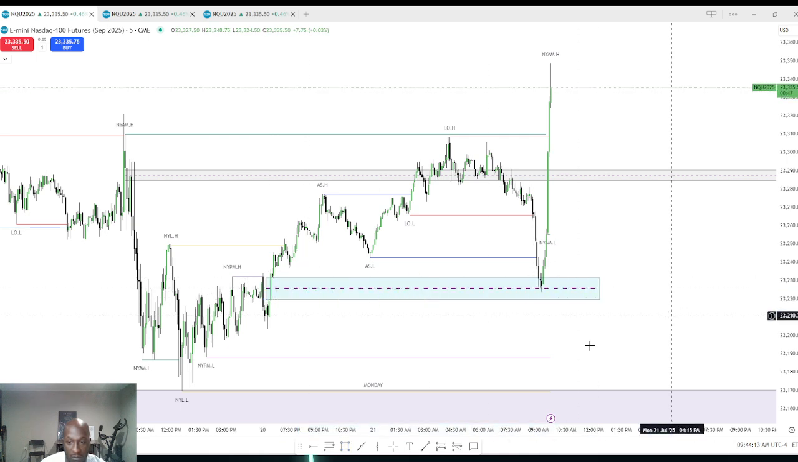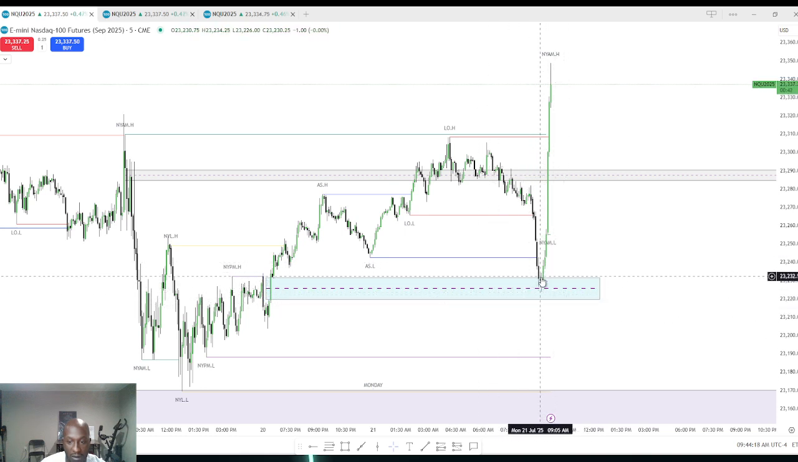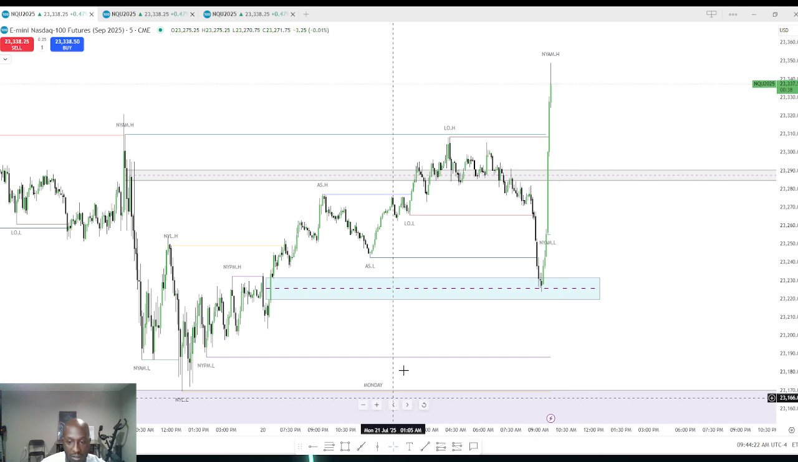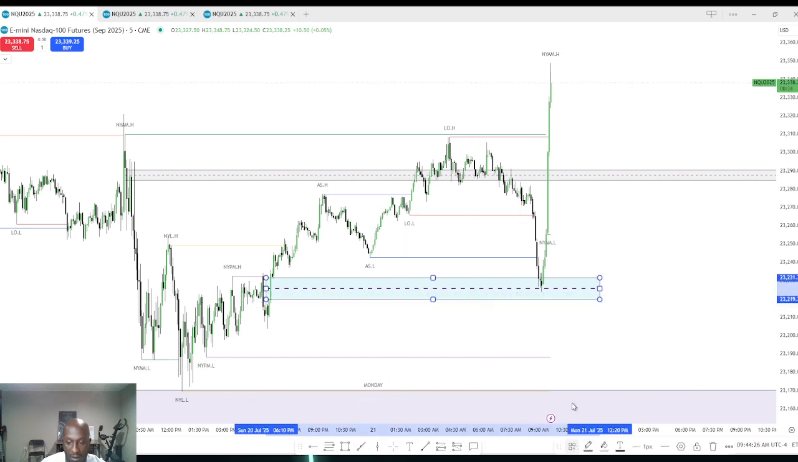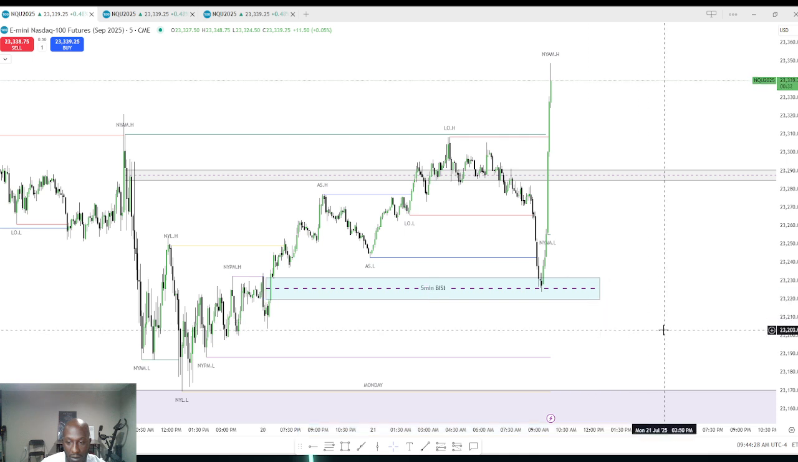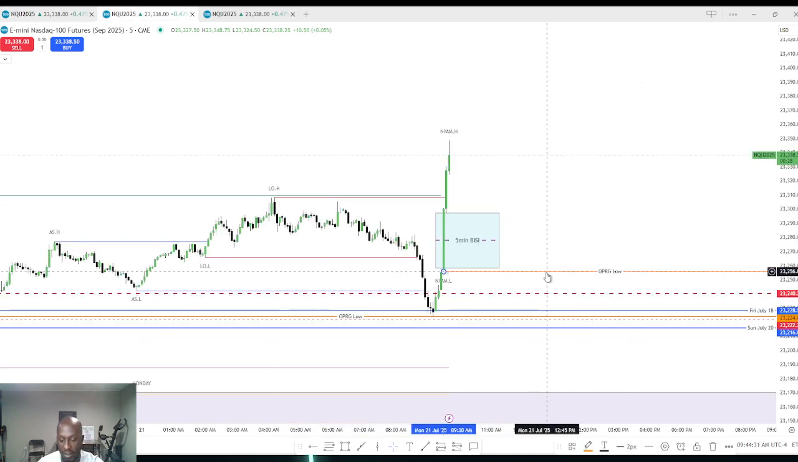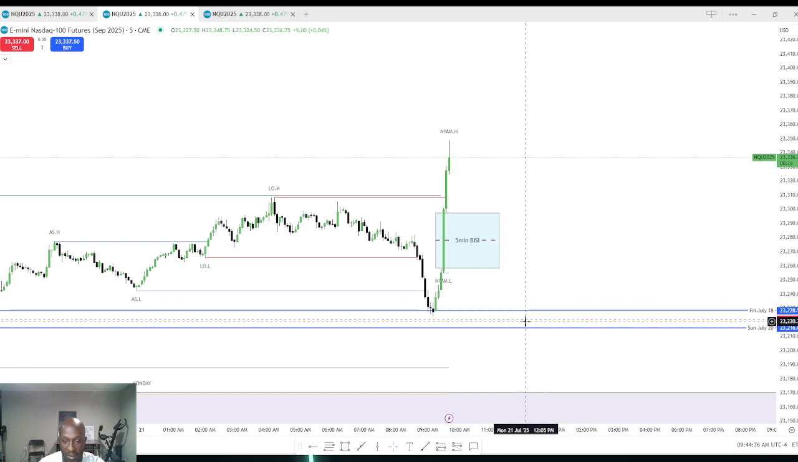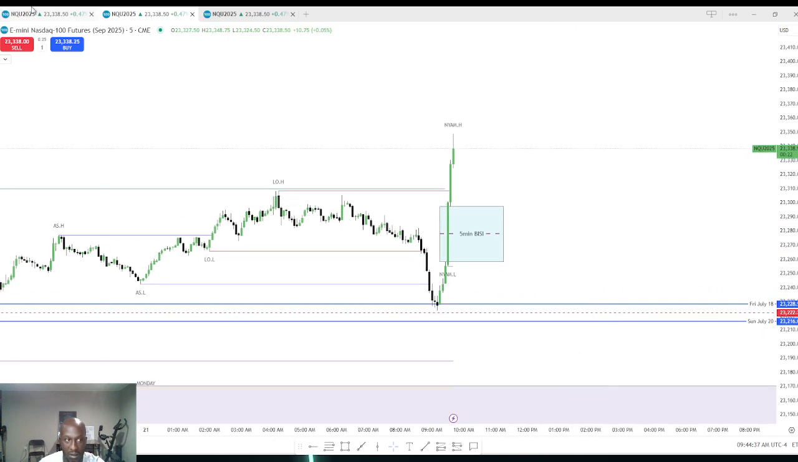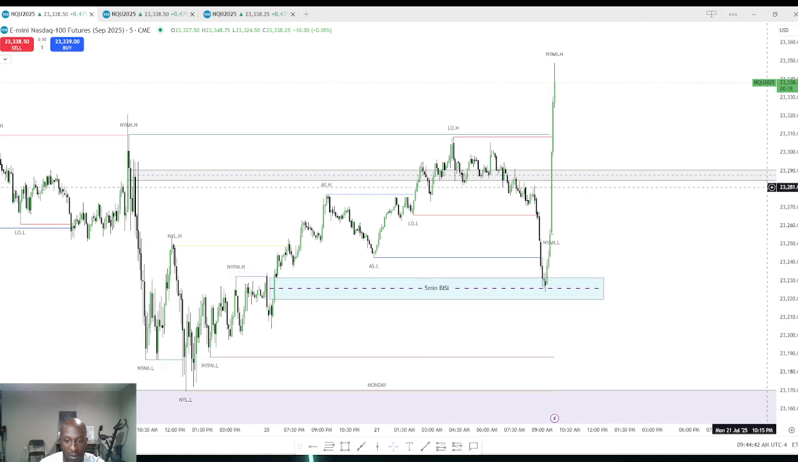Rejected off of, look at that, 5 minute BISI. Stayed above it. Should have been looking down there. Shoulda, coulda, woulda. Yeah, see, I don't need the opening range gap. I don't need the new week opening gap. All I need is price. I don't need any of it.